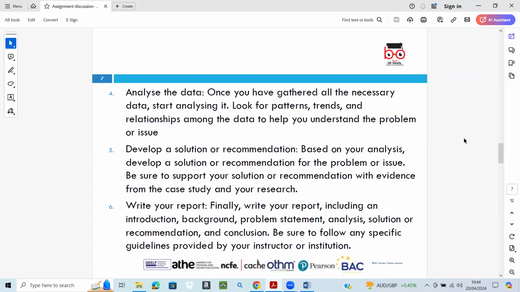So then we have to develop a solution. Okay. We need to keep in mind that the solution should be directly based on the findings from our analysis. They should also be realistic, considering the context of the case study.